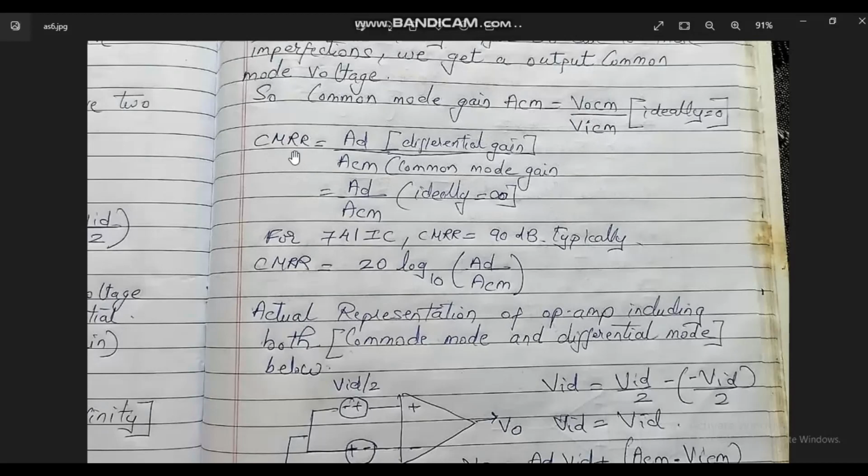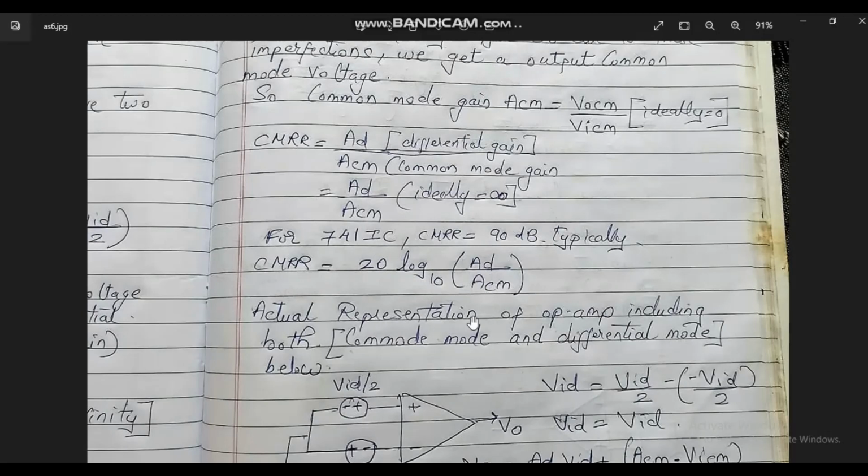Now common mode rejection ratio is the ratio of differential gain to common mode gain, and ideally it should be infinity: AD by ACM. In the 741 IC, CMRR is 90 decibels typically. That we have to remember. CMRR is 90 decibels for the 741 IC. The CMRR formula is equal to 20 log 10 of AD by ACM.